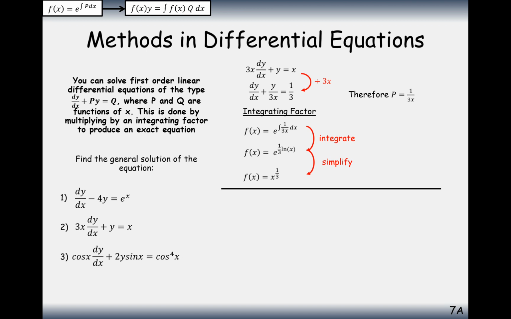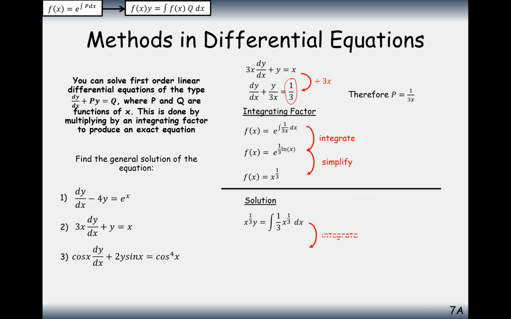Now that we've done the integrating factor, we now go for the solution. So the solution is going to be of this form here. F of x y equals the integral of f of x q dx. It's always this. So f of x is x to the power of a third, y, and then that would be equal to the integral of f of x, that would be x to the power of a third, times q, and q is highlighted by this thing here. It's the answer on the other side of the derivative, once you've simplified to make it dy by dx on its own. So that's why the third has come in here.